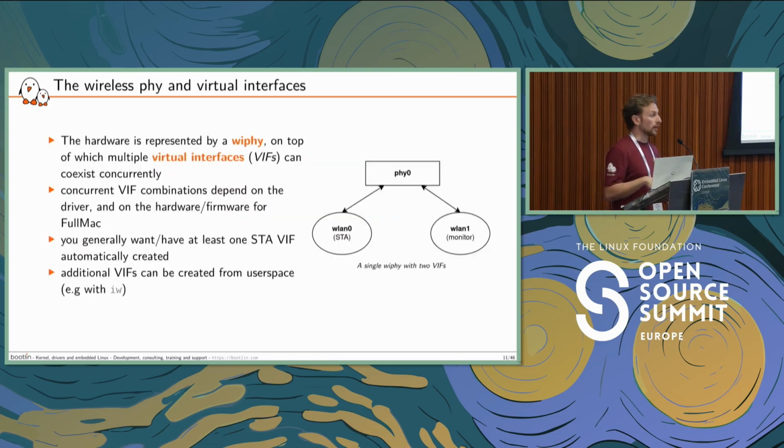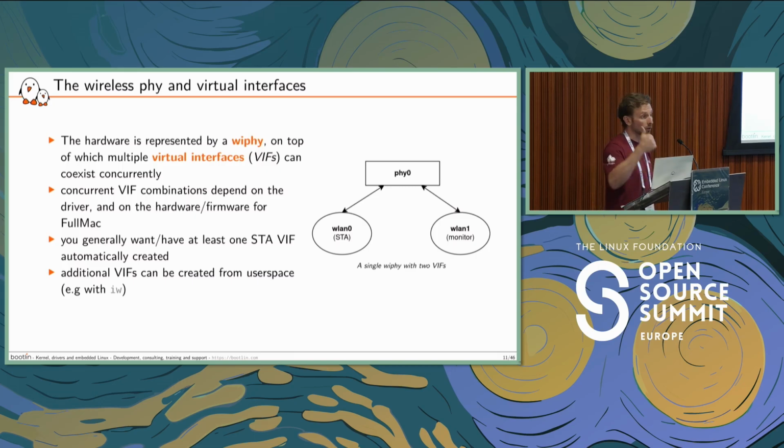Before taking a look at some actual code, we have some more details to learn about. In the Linux model, we have to distinguish between the wireless device, which is the actual piece of hardware, and the interfaces we see, for example, when I type ip link on my workstation. The wireless device is represented by this wiphy, wireless phy. This is the representation of my hardware.